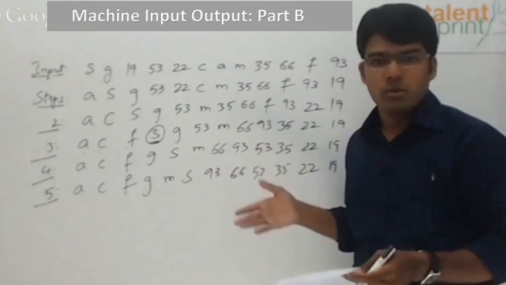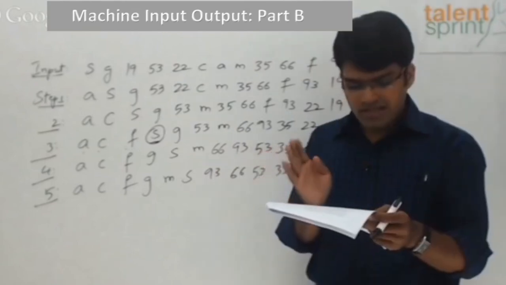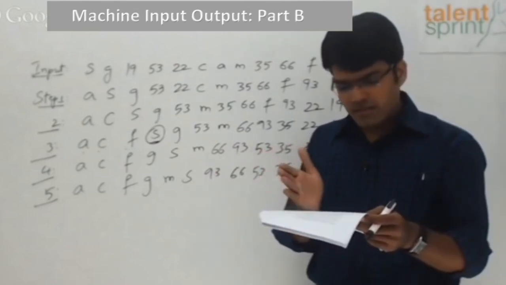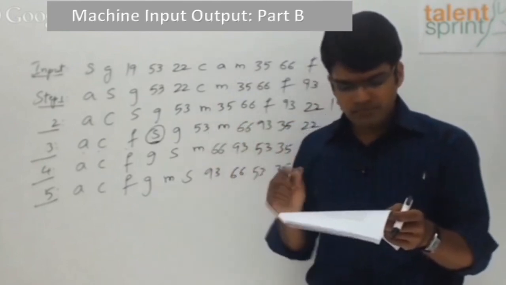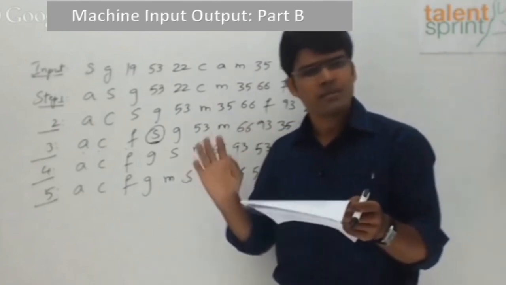So A, C, G, first option may be correct. No, first option is not correct because it is not in the proper sequence. A, C, F, G, M, S, 93. I think option 3 is the correct answer, right? Option 3. Just correctly map. The words have to be in alphabetical order, numbers have to be in descending order.